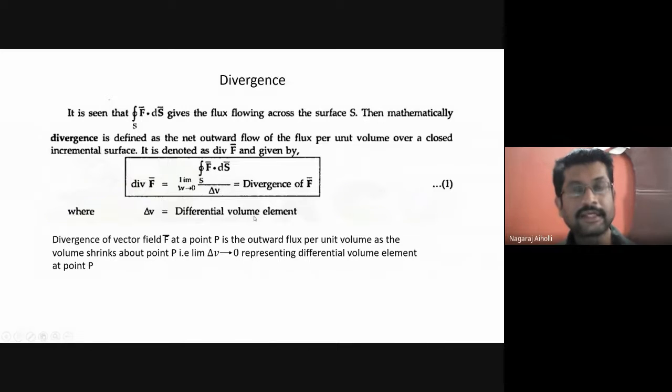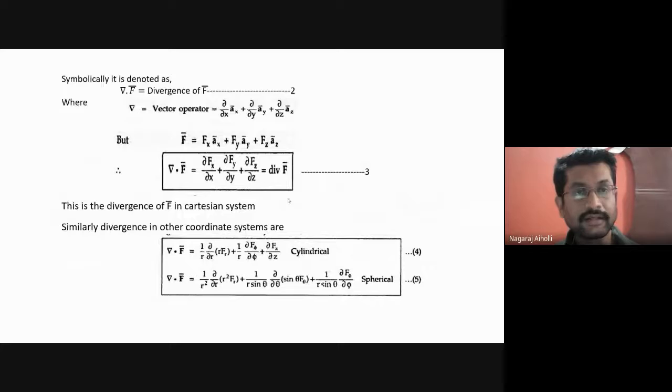I have given the example of the cycle tire tube valve we are opening, and the air is flowing out in all the directions. Then we have used the vector operator del, that is dou by dou x ax bar plus dou by dou y ay bar plus dou by dou z az bar. When I perform the operation del dot f bar, that gives me the divergence of the vector field f bar, that is dou fx by dou x plus dou fy by dou y plus dou fz by dou z. This is in Cartesian. Similarly, I can obtain the formulas in the other coordinate systems also.